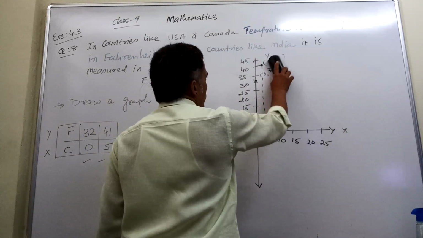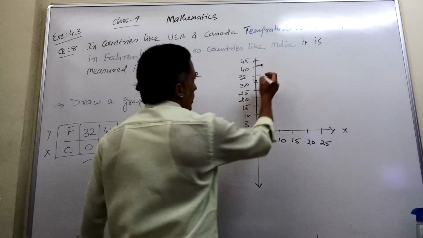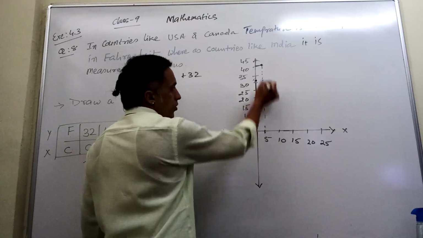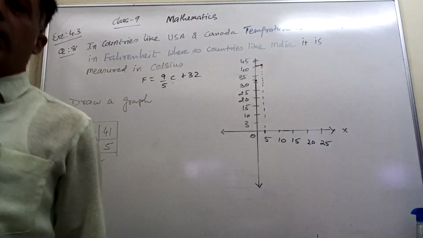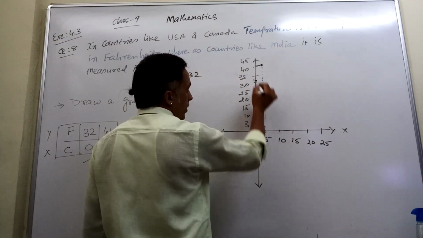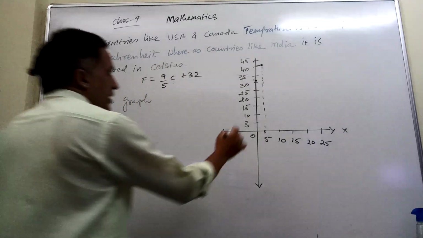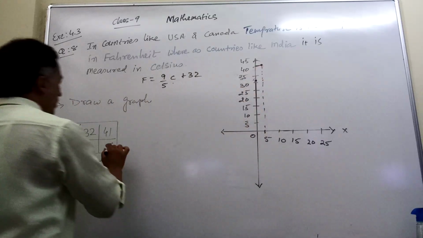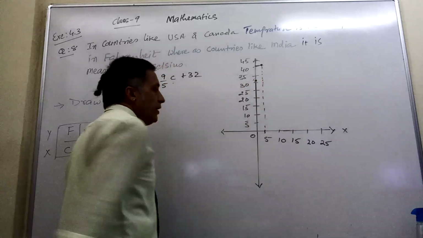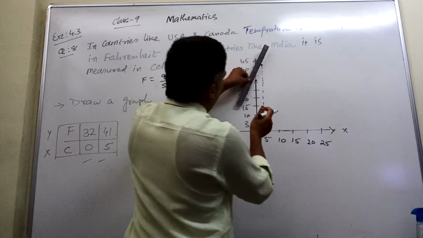You do not get confused, so I am removing this number. Now what I have done, I am repeating, you can clearly see on the graph paper that the line of 5 and 41, which is just above 40, where they intersect, that point is called 5, 41. My first point was 0, 32. Now I am joining these points like this.